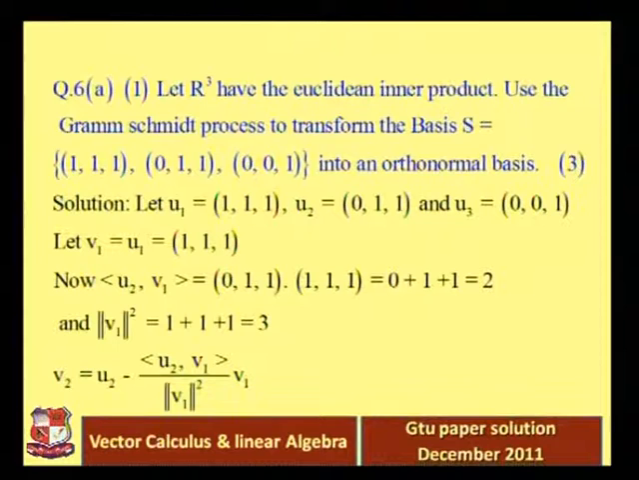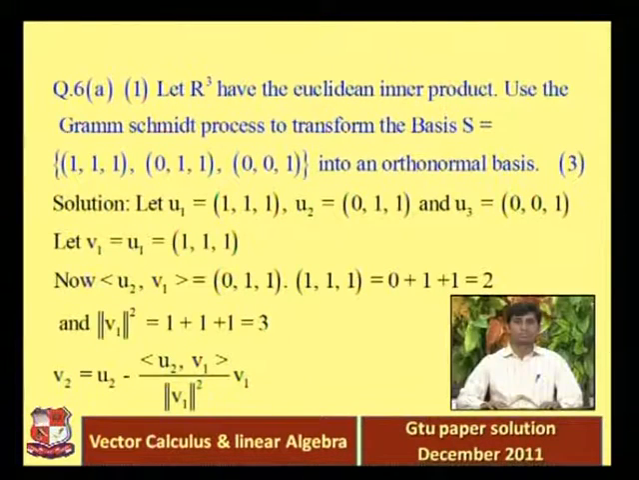Next, question number 6A, first part. Let R3 have the Euclidean inner product. Use the Gram-Schmidt process to transform the basis S equal to {(1, 1, 1), (0, 1, 1), (0, 0, 1)} into an orthonormal basis.